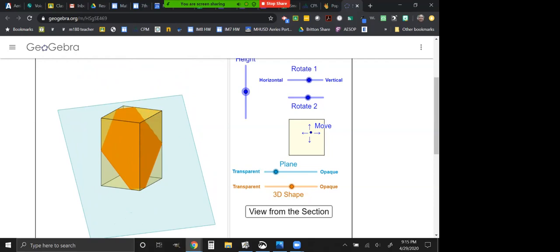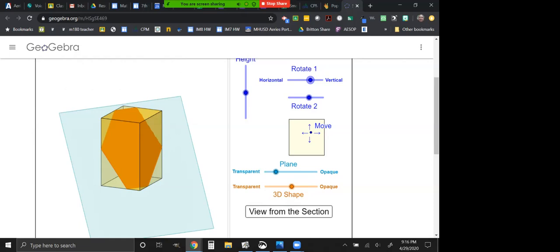And I tilt it up just a little bit. What shape do I get now? How many sides does that have? Let me make this a little bit better. I think that's just about as good as I can get it. Anyway, that's going to have 1, 2, 3, 4, 5, 6 sides. We call that a hexagon.